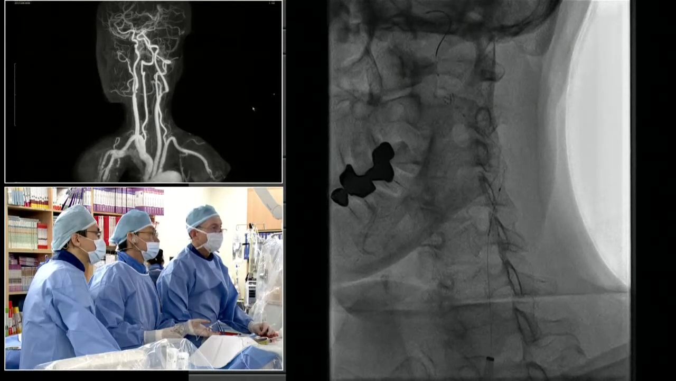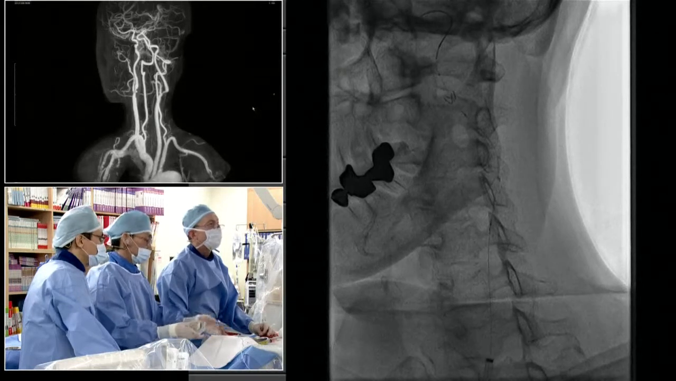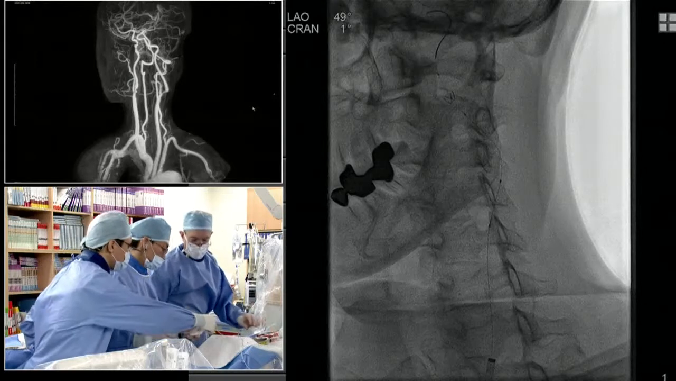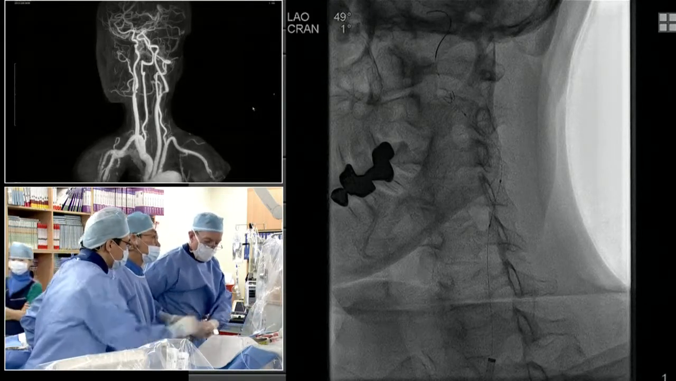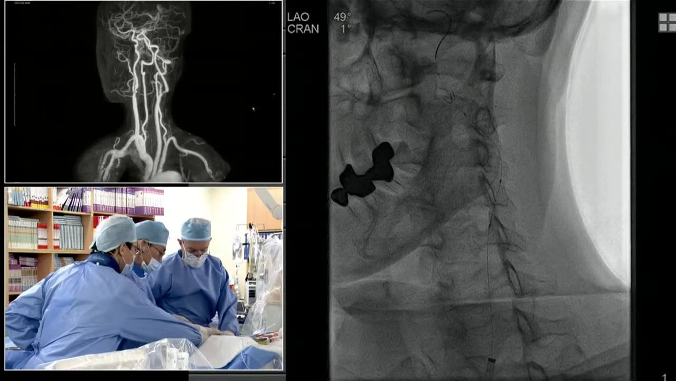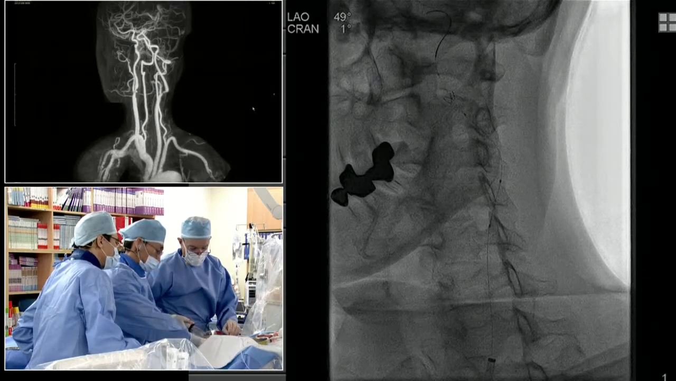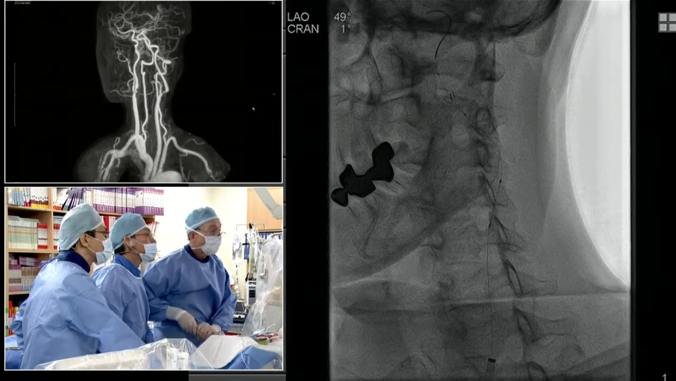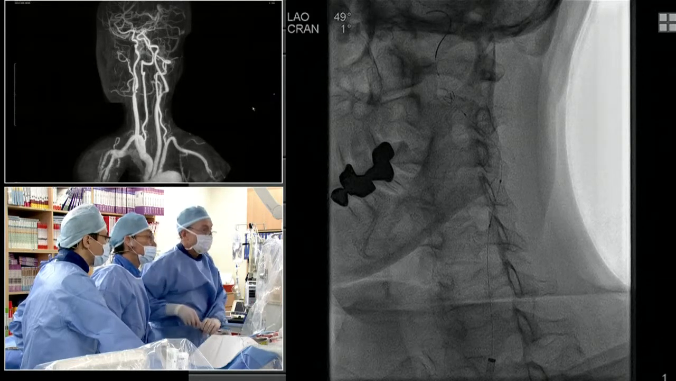We're going to bring our balloon. I think you can see that the balloon right now is just about across the lesion. So we're going to inflate. And what I like to do is... So what is the balloon size here? I beg your pardon? What is the balloon size? This is a 4 by 2.